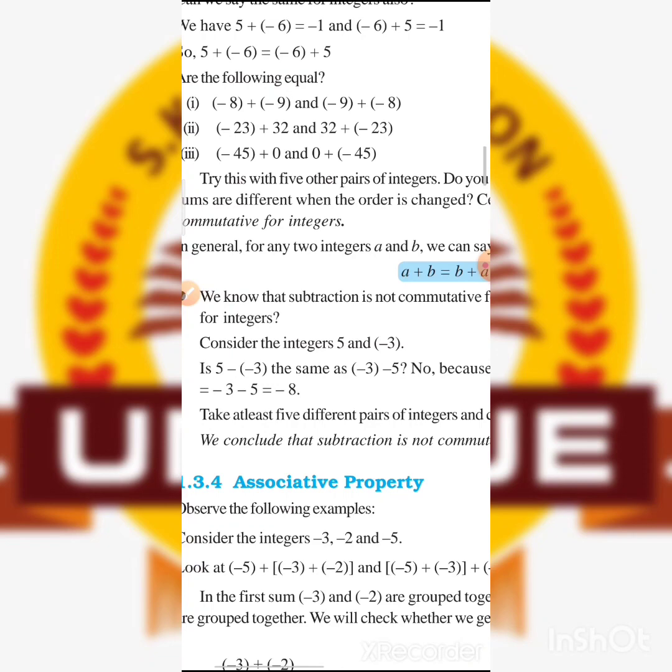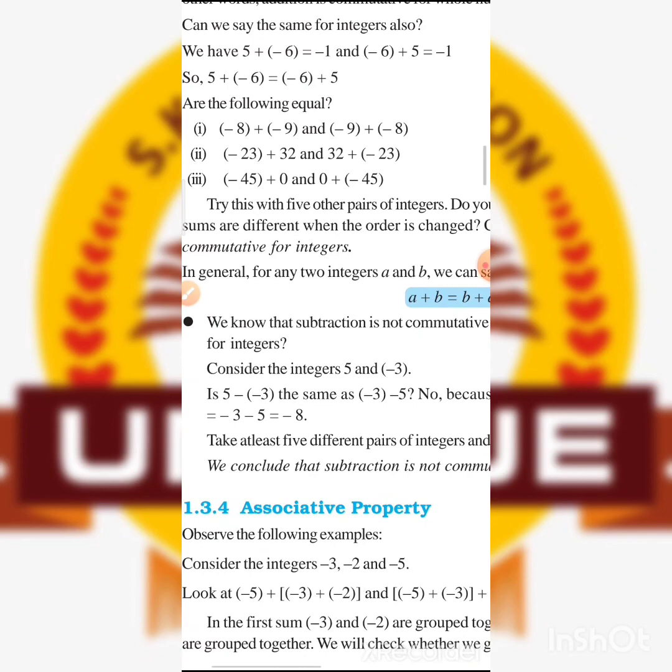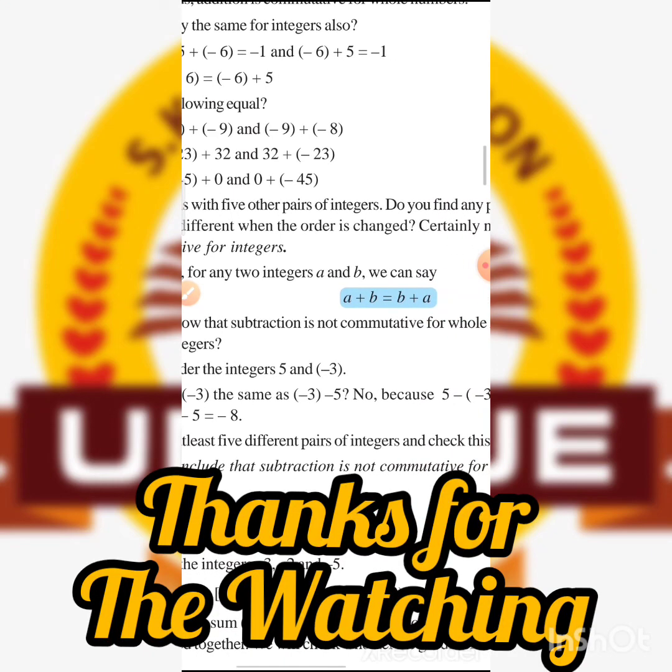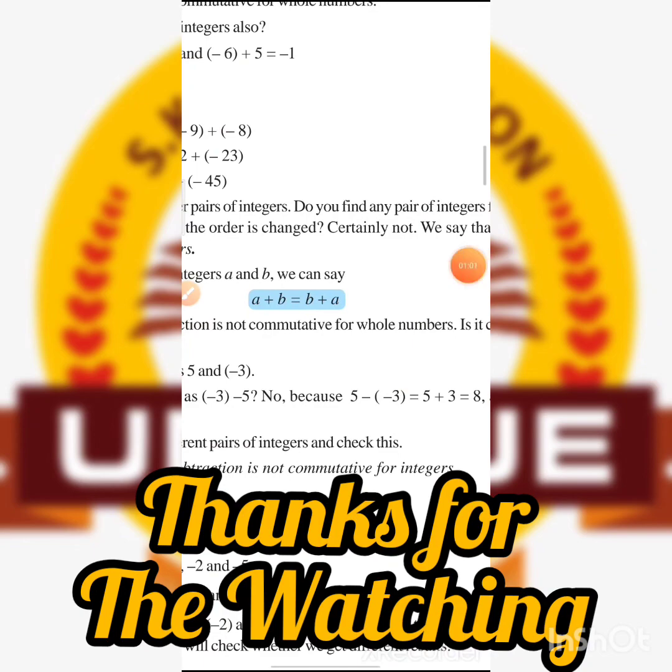But if we change the order, then it would be minus 3 minus 5. In the second case, minus 3 minus 5 is minus 8, since 3 plus 5 is 8 and the bigger digit's sign is minus, so the answer will be minus 8. So we can conclude that subtraction is not commutative for integers. Thank you.